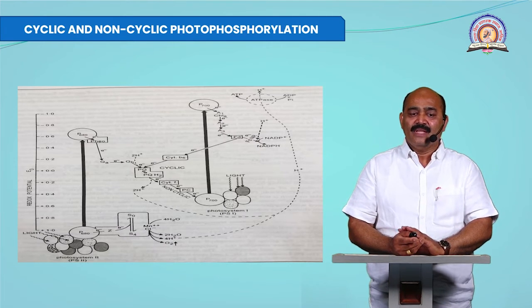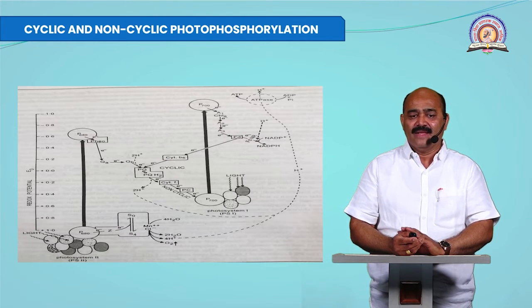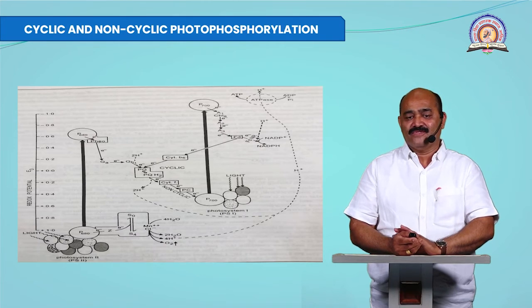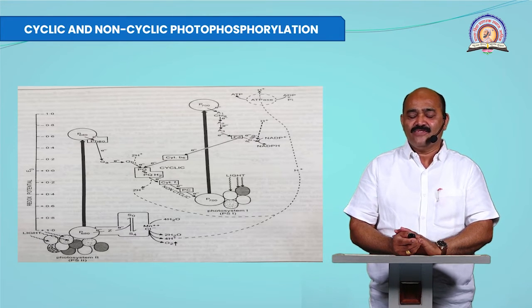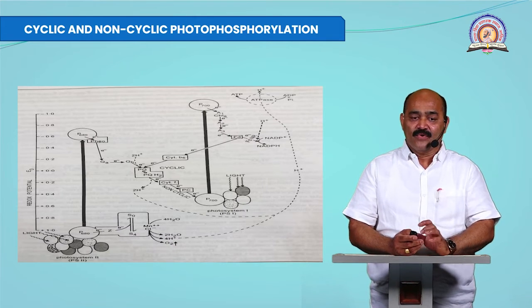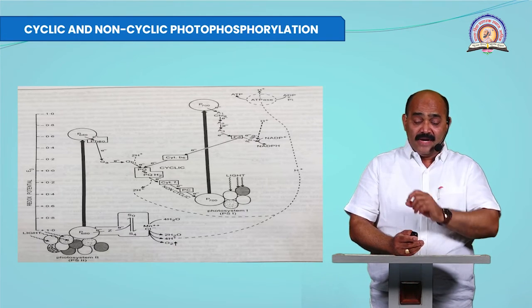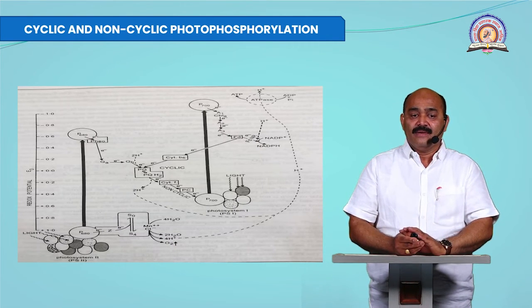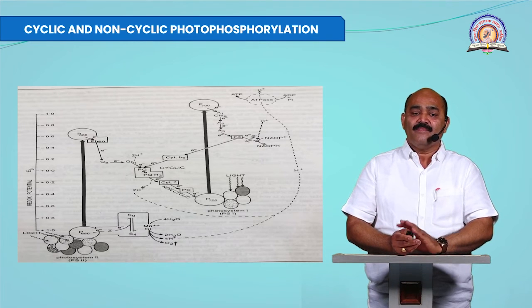Now the electrons are moving towards the cytochrome F and then plastocyanin. Plastocyanin is the copper-containing pigment protein. It is the mediator between pigment system second and pigment system first.